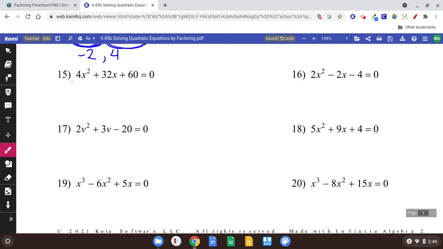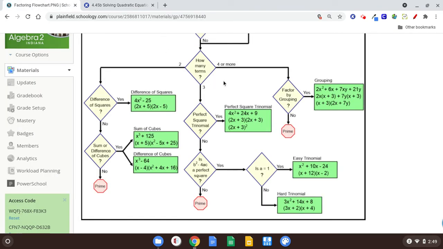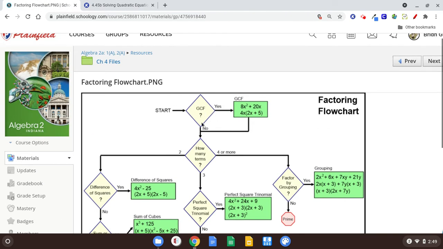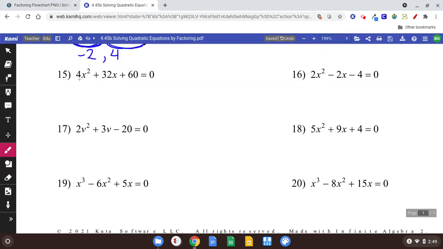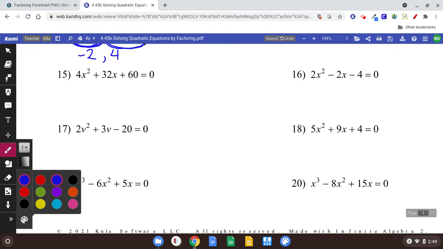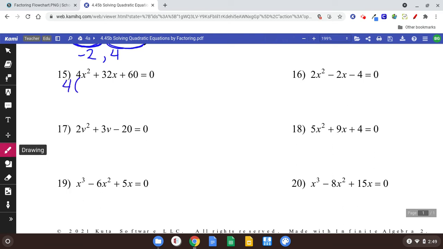Number 15 looks like a hard trinomial, but don't forget, you always have to ask yourself this question first. Is there a GCF? If you look back at it, you should notice that all three of these numbers are divisible by 4. So what we're going to do is factor out a 4. We write down that 4 and see what's left. We take a 4 out, we're going to get x squared. It's like division. We take a 4 out, we're going to get 8x. We take a 4 out, we're going to get 15. Think about it as the reverse of distributive property.